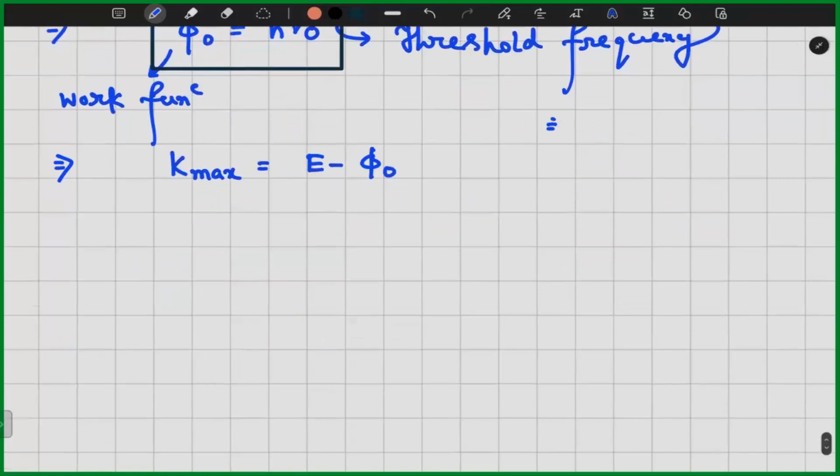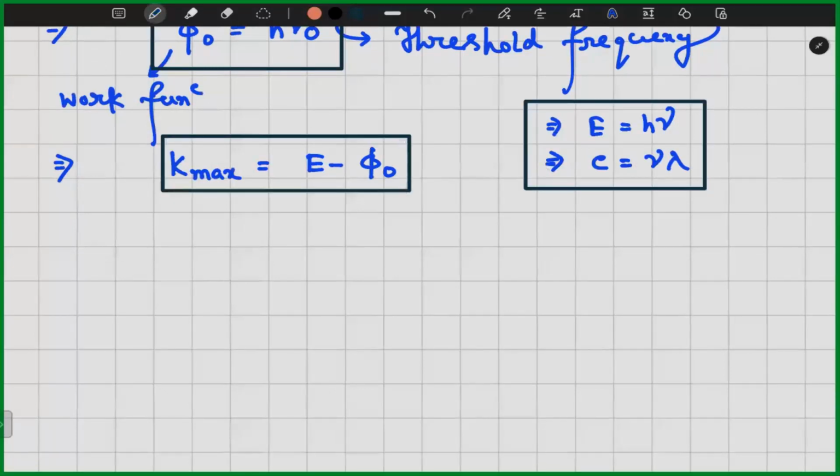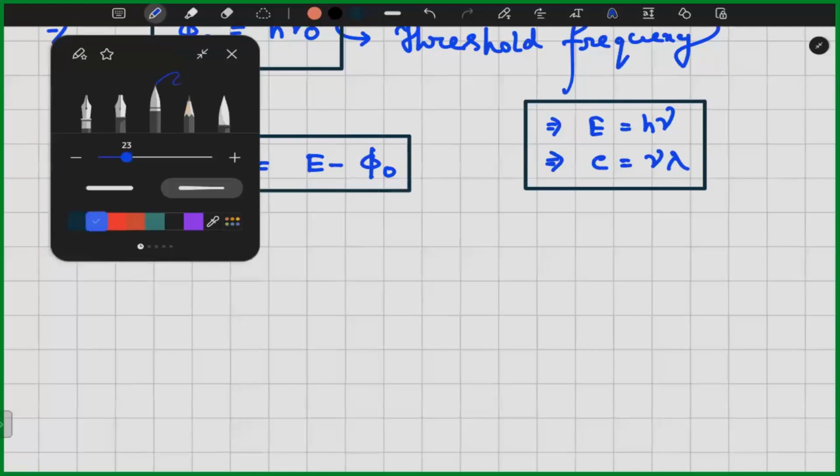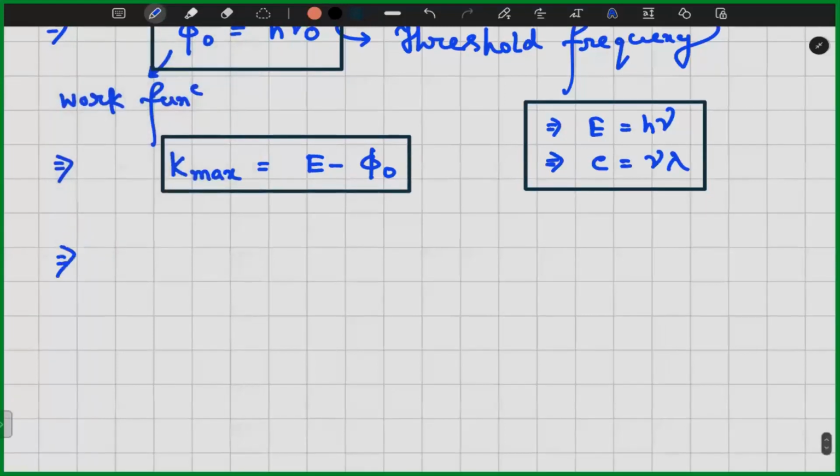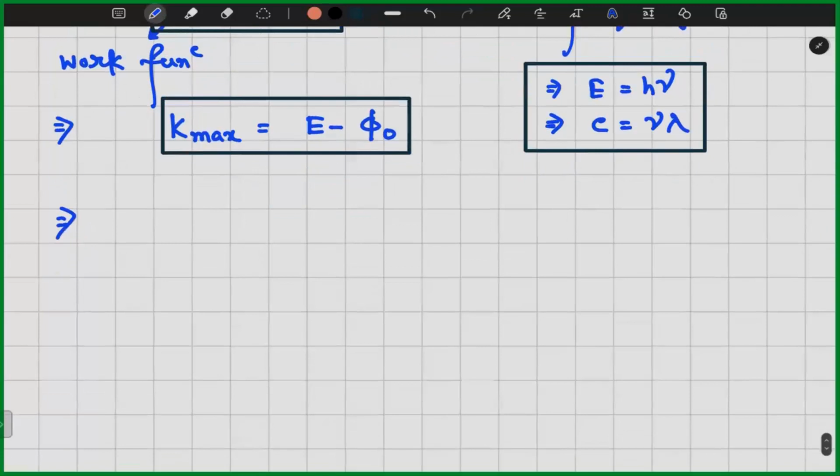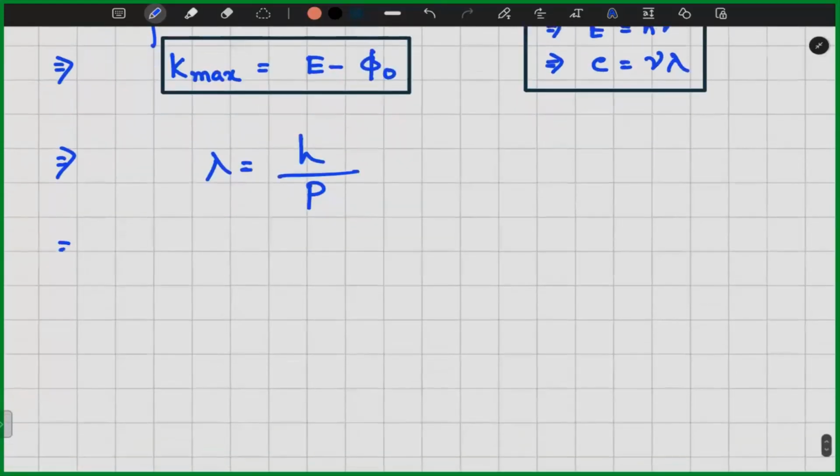Also, the trivial one I forgot to mention: E equals h nu, and c is equal to nu lambda. These two are the basic equations. Next equation, what we should remember that we have discussed. Another one is lambda is equal to h by p. And for light, this equation we have to remember.